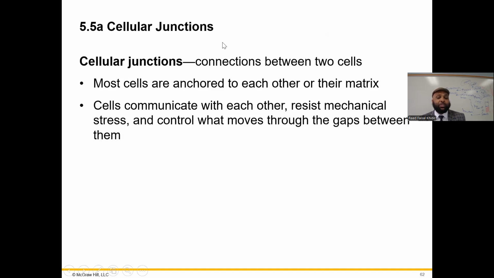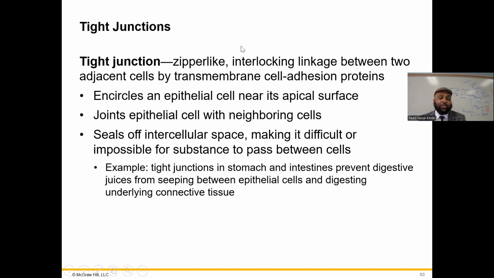The cellular junctions are connections between two cells, and the cells communicate with each other, resisting the mechanical stress and controlling what moves through the gaps between them. But the tight junctions are zipper-like. They are an interlocking linkage between two adjacent cells by transmembrane cell adhesion proteins.